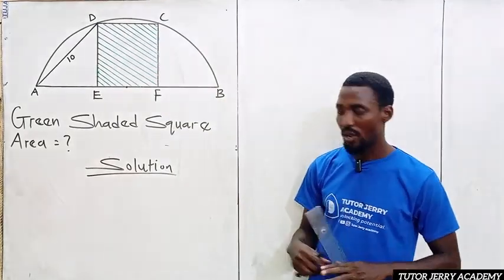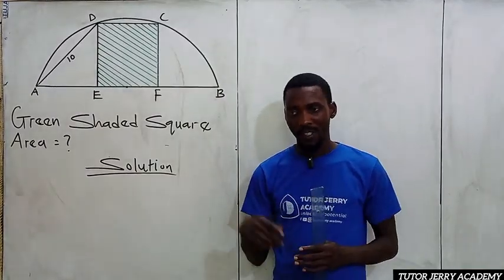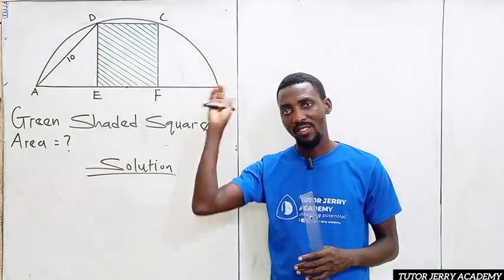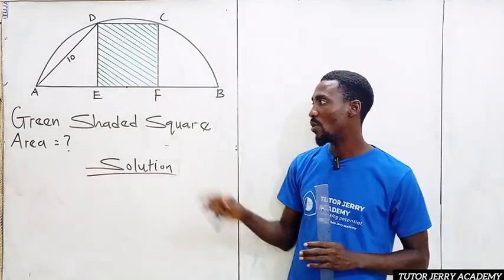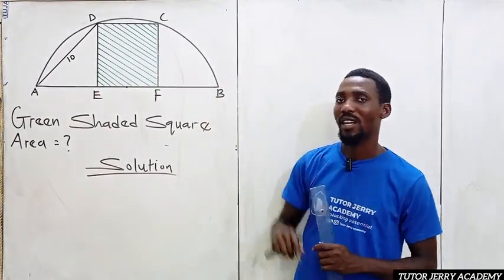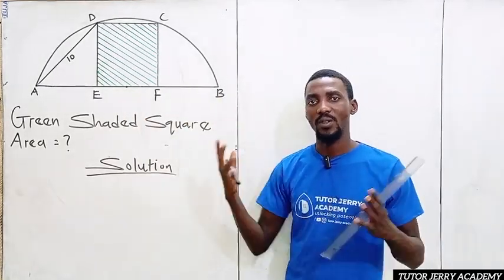We already know that the area of a square is nothing but the side squared. That is just the formula, but it is not that easy. We have to perform some analysis to get the side of this square, then we square it, then we get our answer.